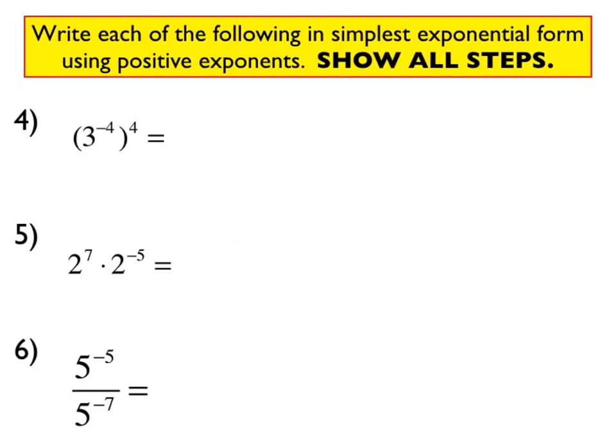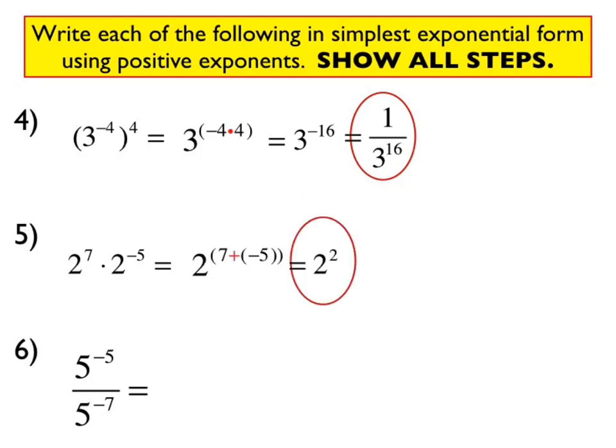When we have a power to a power, we multiply exponents. So that turns into 3 to the negative 16, but we can't leave it like that. It should be 1 over 3 to the 16th. We add exponents in number 5. We've already talked about y, so that's y squared. And number 6, we've got to pay a little more attention to what we're doing. We subtract the exponents. Top exponent minus the bottom exponent. The common mistake is to say that it's 5 to the negative 12. It's not 5 to the negative 12 because we're not adding exponents. We are subtracting exponents. Negative 5 minus negative 7 is positive 2. So that turns into 5 squared.